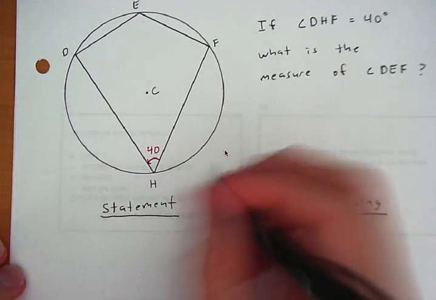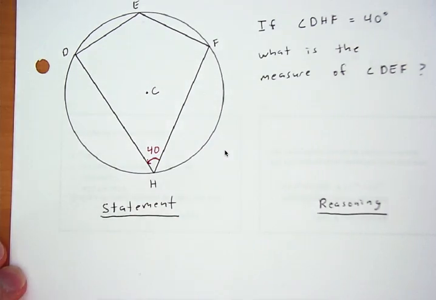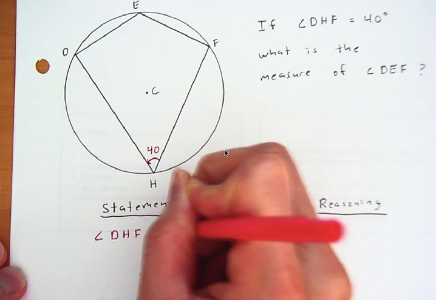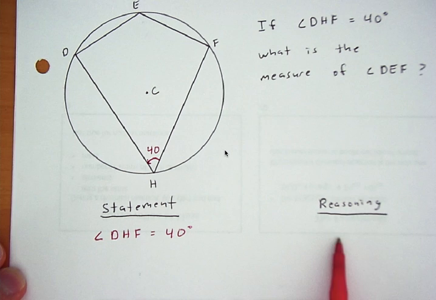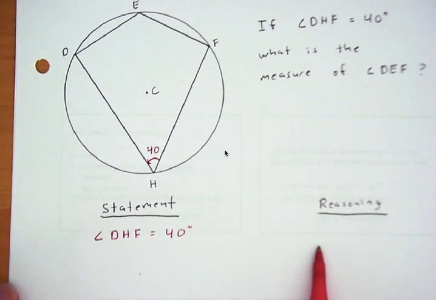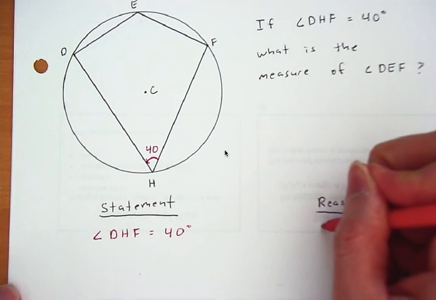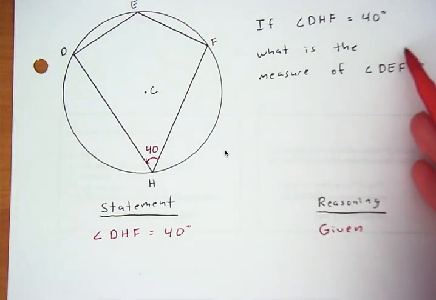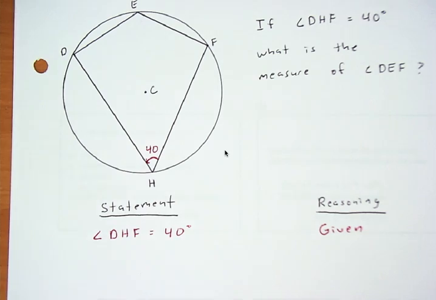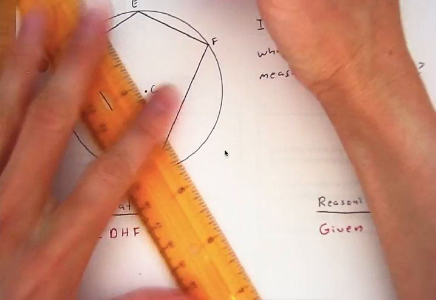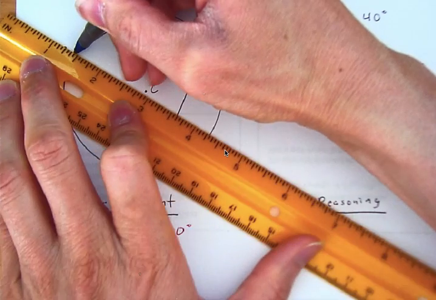All right, so first, statement number one. We know that angle DHF is equal to 40 degrees. What is the reasoning for this? Okay, I hope you wrote down given. The word given means that they told you in the problem. Okay, so this is step one. All right. Okay, next. On our picture here, I'm going to draw something extra.